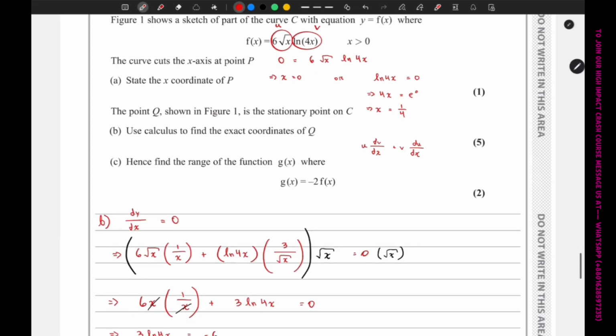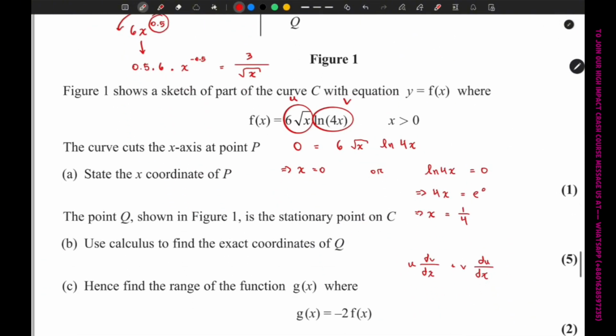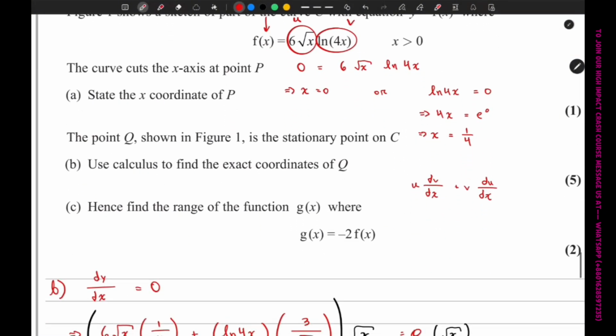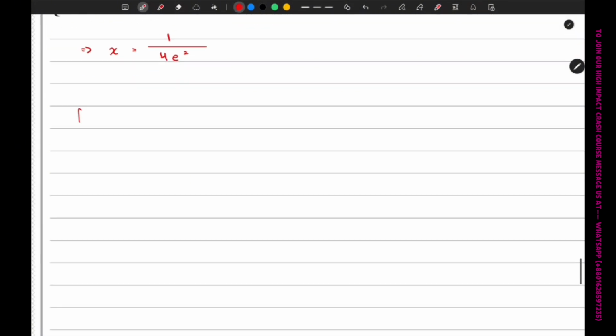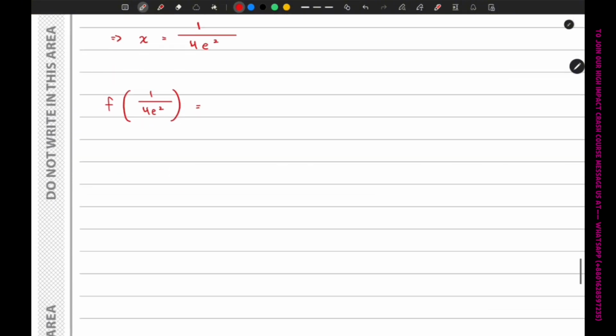Now we need to find the y coordinate of point P, because they have told us to find the exact coordinates of Q. Now if I substitute the value of x, I mean the x coordinate of point Q, into this equation, I will get the value of y. So it will be, if 1 over 4e squared is equal to 6 over 1.